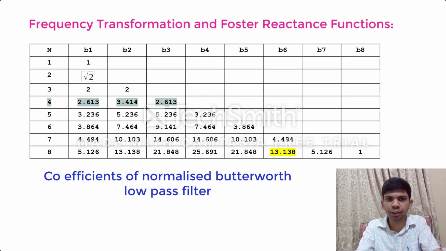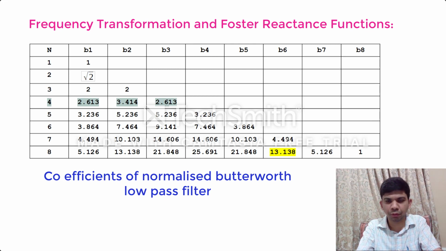But we also need to design a low pass filter for frequencies other than 1 radian per second. And similarly, we also need to design high pass, band pass and band stop filters. So how to do it? To understand this, we first need to understand the concept of frequency transformation.